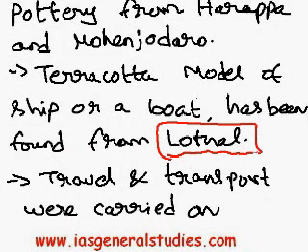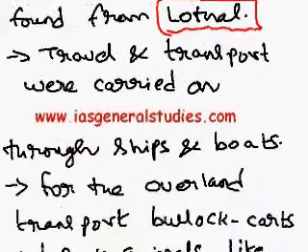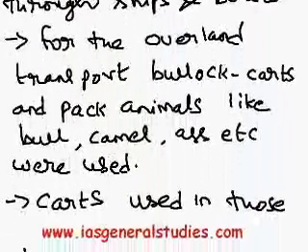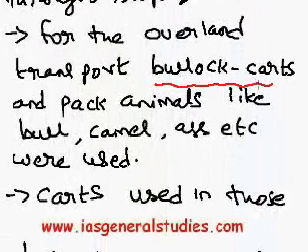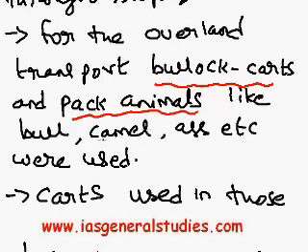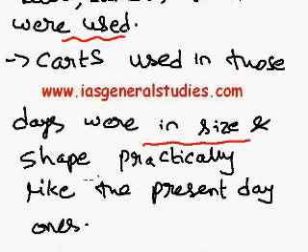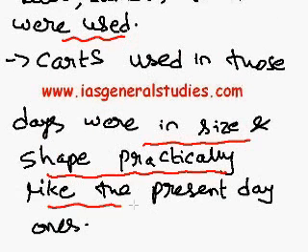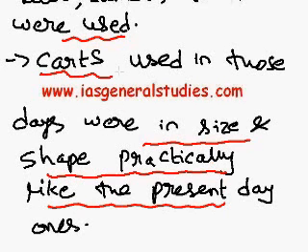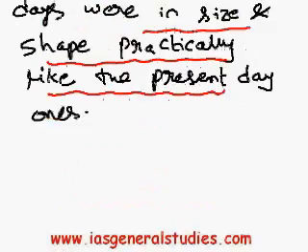It appears to be the major shipping centre. A dockyard was present. Travel and transport were carried on ships and boats, and overland travel was through bullock carts and pack animals like bull, camel, ass, etc. Carts used in those days were practically like the present day ones in size and shape. So make a note, the carts used in those days are practically like the present day's size and shape. Okay.